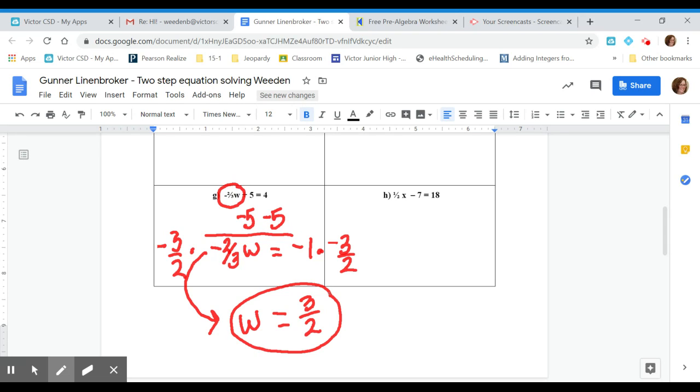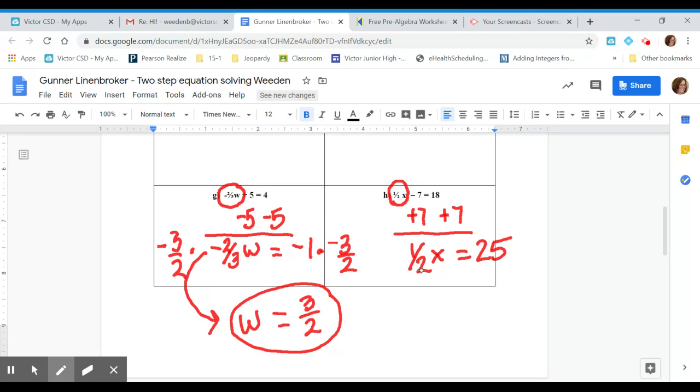When we look at letter H, same thing. We have this -7 here. We need to find out, and sometimes circling the variable is helpful so we can see this -7. The way we get rid of that is by adding 7. 1/2 x equals 25.